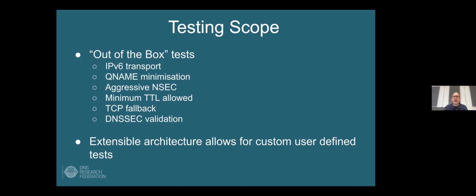And TCP fallback, something that was a big thing on the agenda I noticed last week at DNS OARC, and increasingly interesting as we start to move more towards IPv6 and UDP packet sizes becoming more of a problem. And finally, of course, DNSSEC validation as well. And that is the scope of the tests that we've been given for the first rounds.